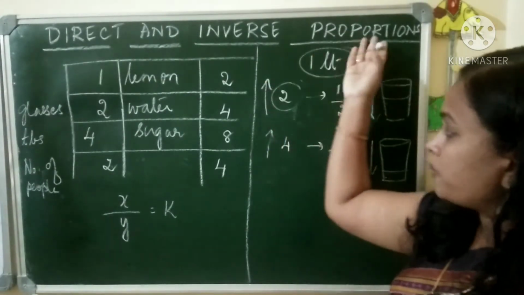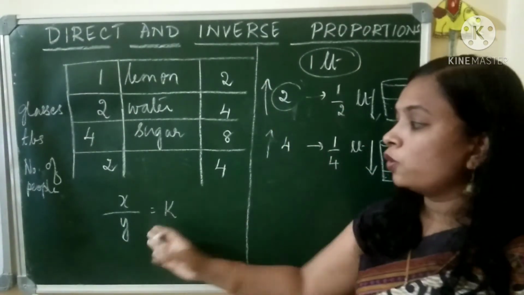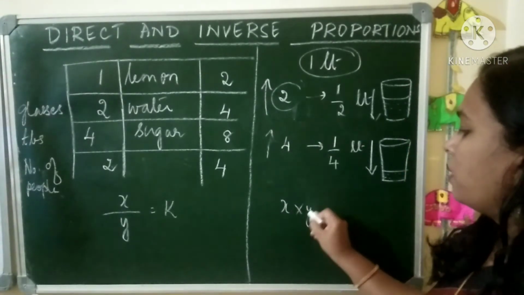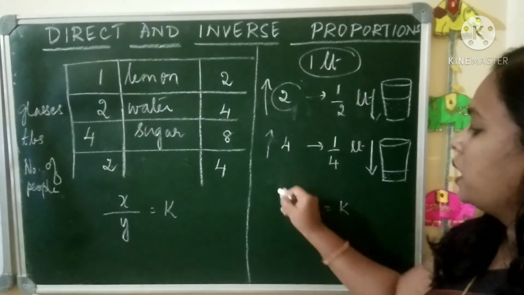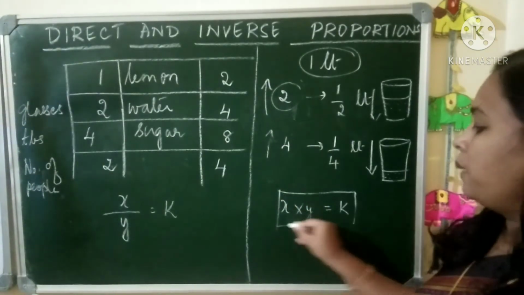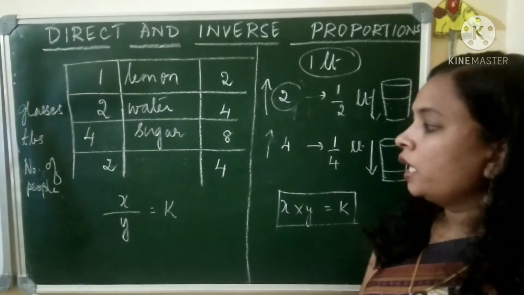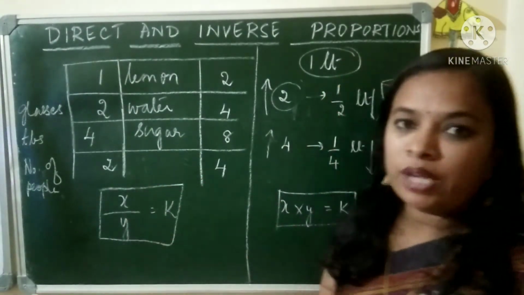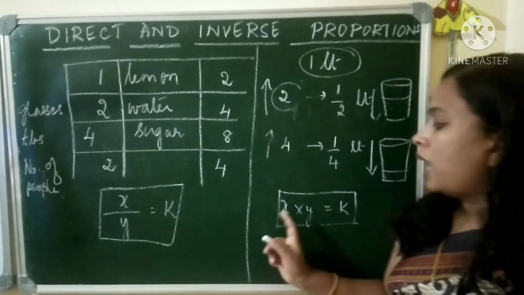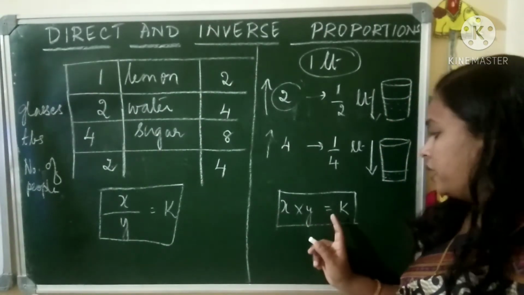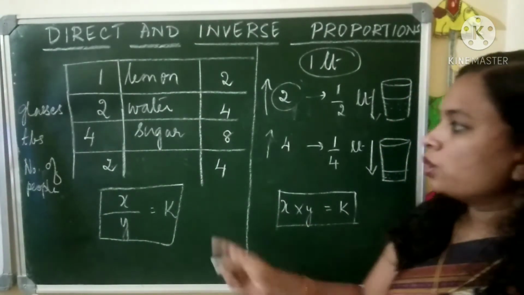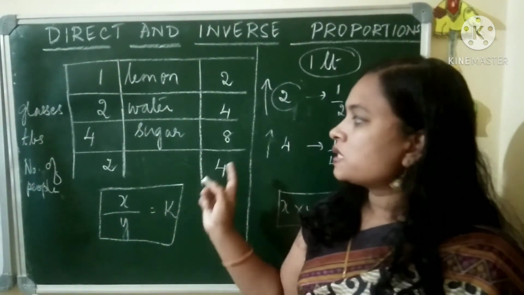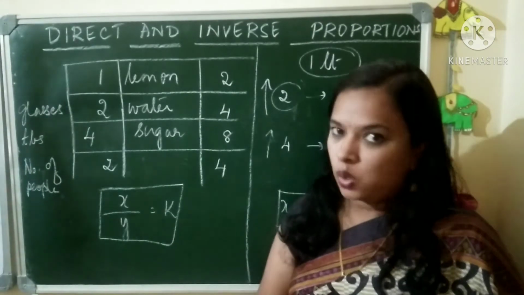So in inverse proportion, if we consider both the variables, the product of both the variables should be equal to a constant. This is the important tip which you people have to remember. In case of direct proportion, it is x divided by y is equal to constant, and here it is x into y is equal to constant. So in direct proportion, if there is an increase in one quantity, there is an increase in the other quantity also.